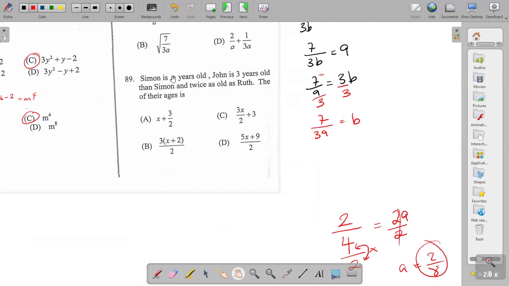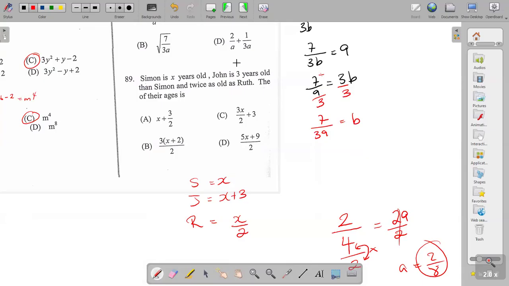It says here, Simon is X years old. John is 3 years older. So Simon is X. John is 3 years older, so that's X plus 3. And twice as old as Ruth. So if Simon is twice as old as Ruth, I mean, Ruth is half of Simon's age. So Ruth is X over 2.